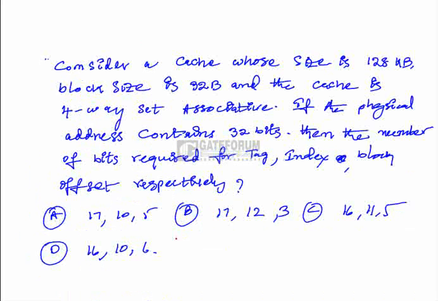The cache size is 128 kilobytes, block size is 32 bytes, and the cache is 4-way set associative. If the physical address contains 32 bits, then what is the number of bits required for tag, index, block offset respectively?